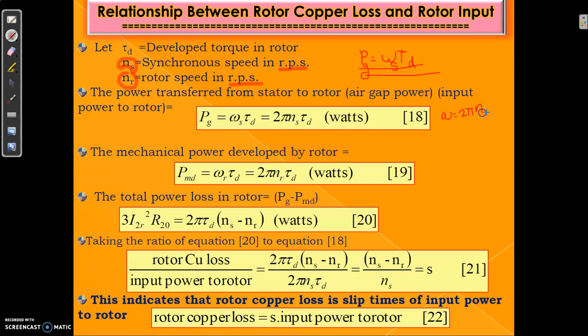So 2 pi, what is the speed? 2 pi n, where n is the speed in RPS. If it is synchronous, I have to take ns here again. So that is replaced here. It is 2 pi ns into tau d.